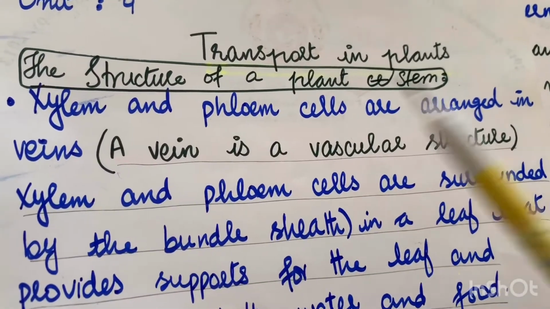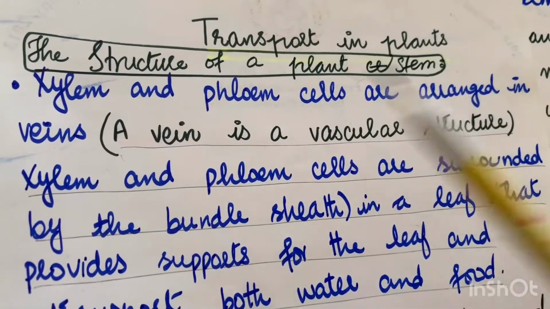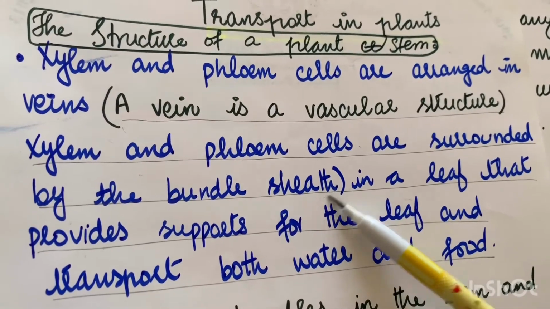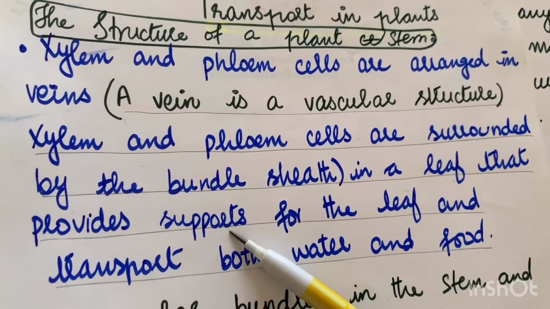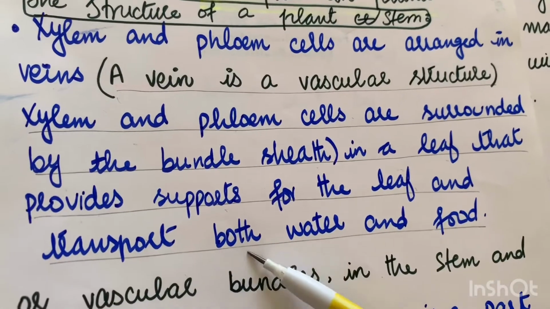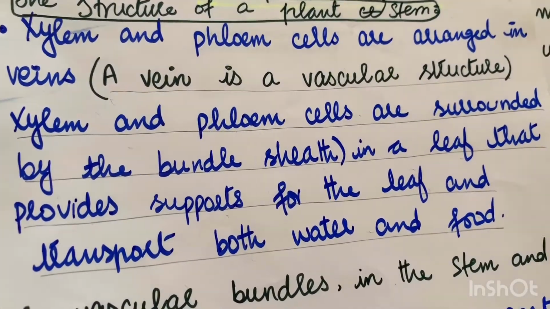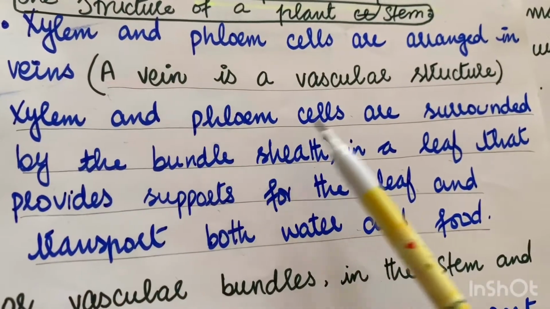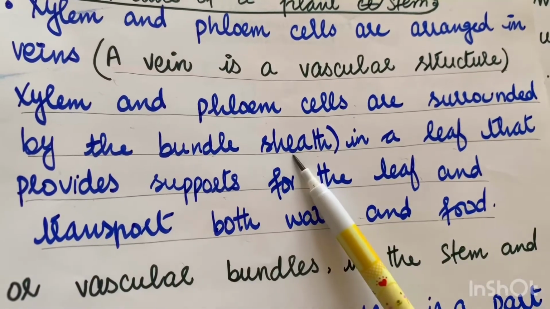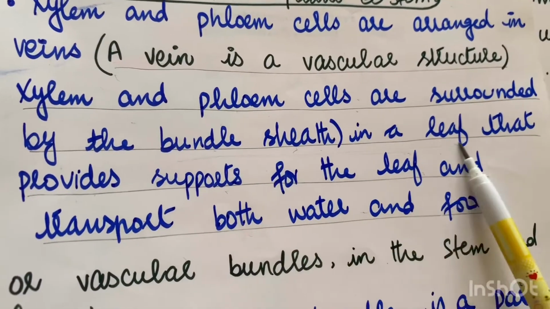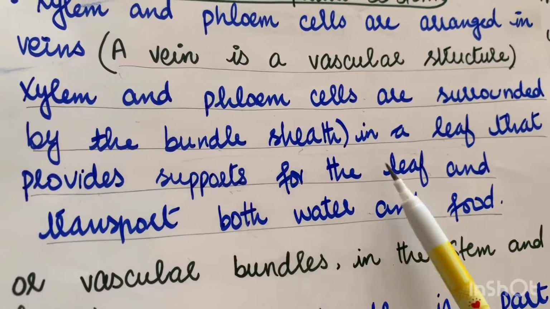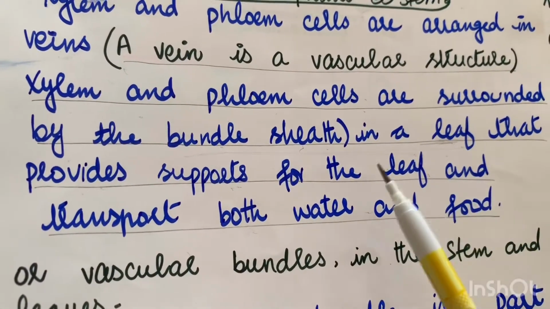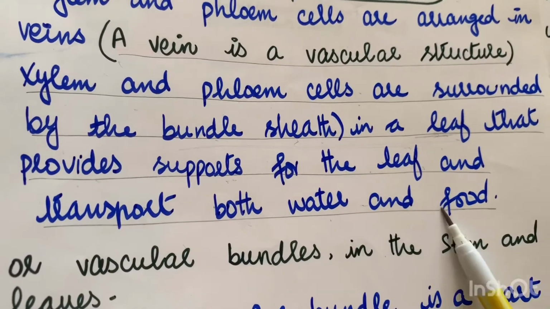What now is a vein? A vein is a vascular structure. Xylem and phloem cells are surrounded by the bundle sheath in a leaf that provides support for the leaf and transports both water and food. Basically, a vein is a vascular structure. In both xylem and phloem, they are surrounded by the bundle sheath in a leaf. So they are present in a leaf that provides support for the leaf. They are not only providing the support for the leaf, but they are also transporting water and food.